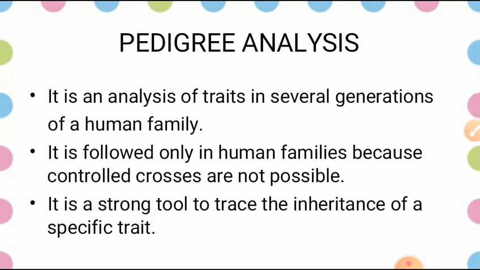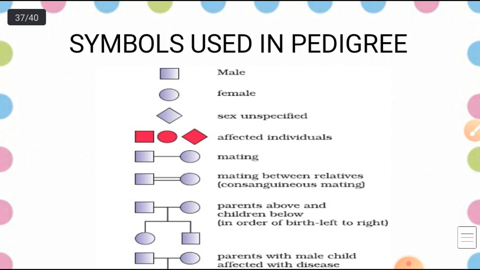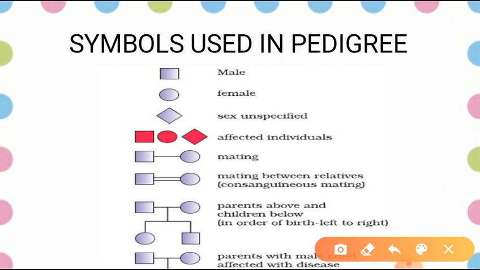This tool we are using only in human families because one is generation time is higher, second one is controlled crosses are not possible. In this analysis, we are using different symbols. So, what are all the symbols we are using? Square symbol denotes male, right? And then round one represents female. Oval one is also representing the female. And then this symbol represents sex unidentified or unspecified.